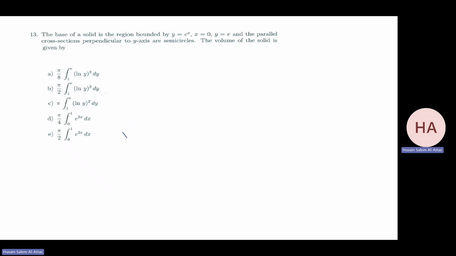The base of the solid is bounded by this, with parallel cross-sections perpendicular to the y-axis. So everything there is semicircles. What's semicircles? Okay. So everything should be in terms of y, not in terms of x. So I need to deal with this as x equals ln y.